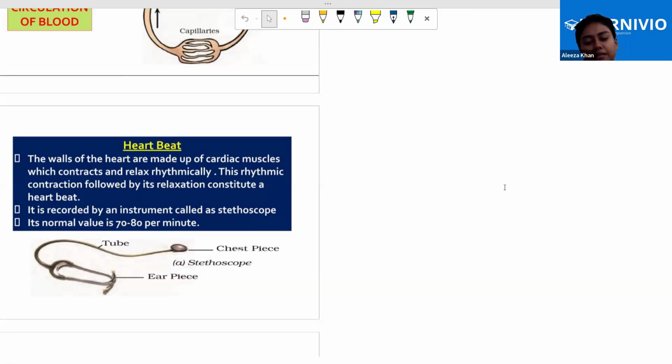Have you people revised? Yes, ma'am. Okay, so please switch on your camera. Starting with the revision first. Mantasha, starting with you, dear. How many valves are there? And please specify their location also. Ma'am, can you repeat the question? How many valves are there? Specify their location.